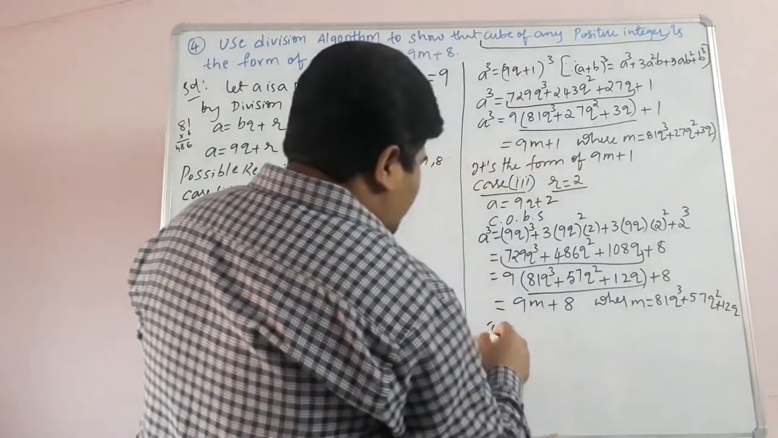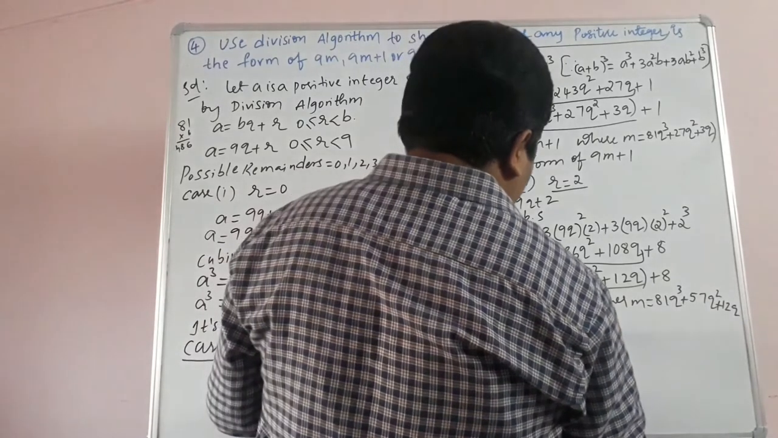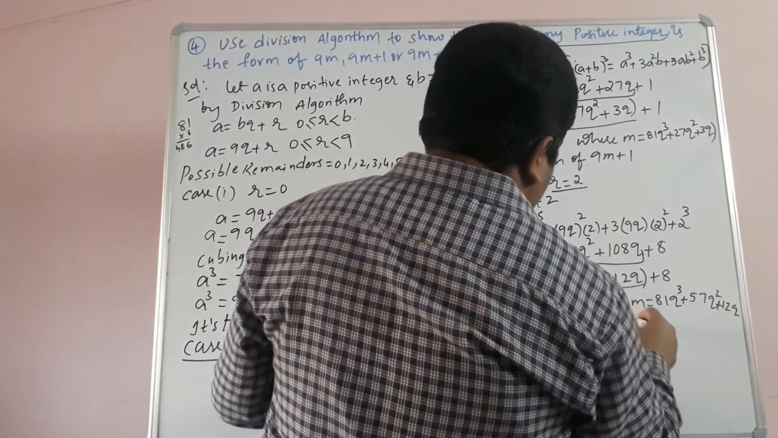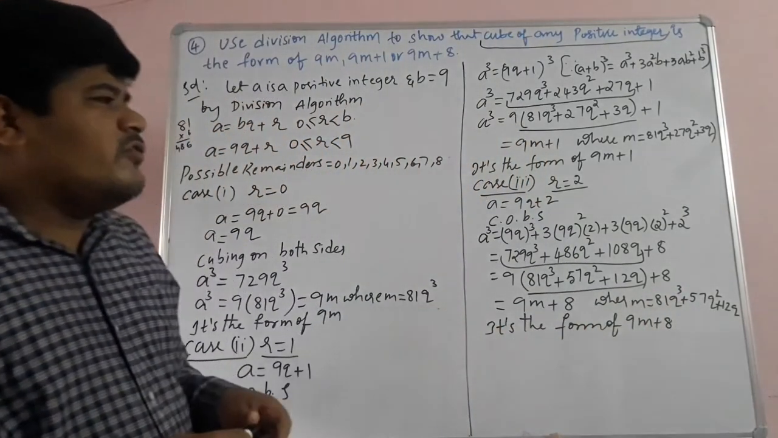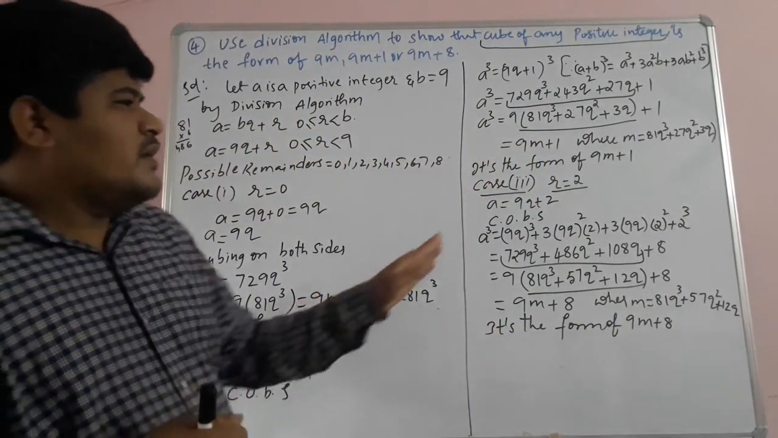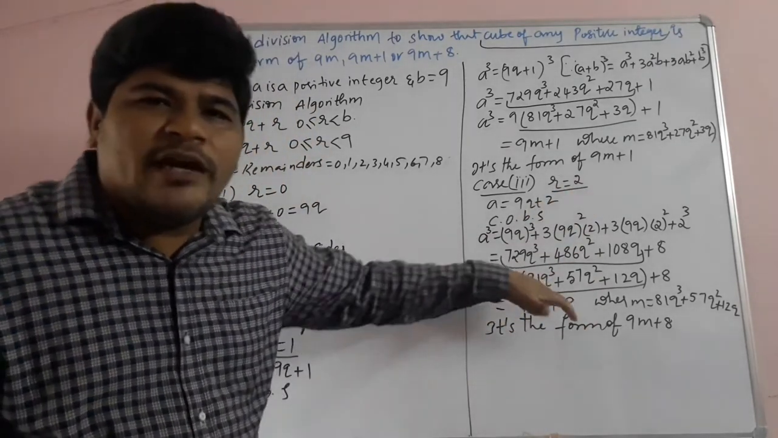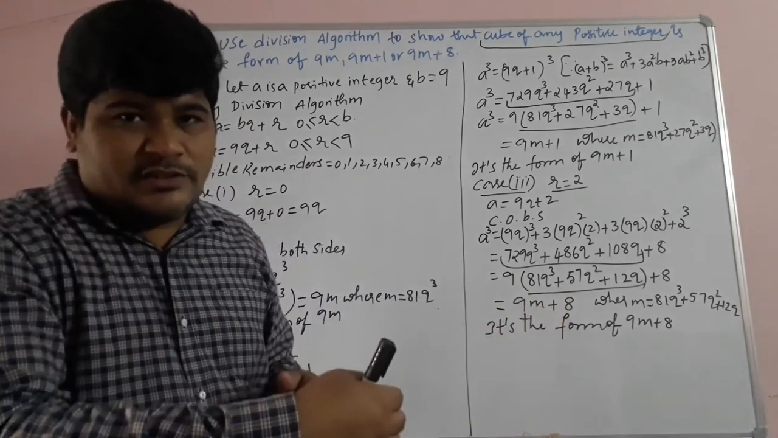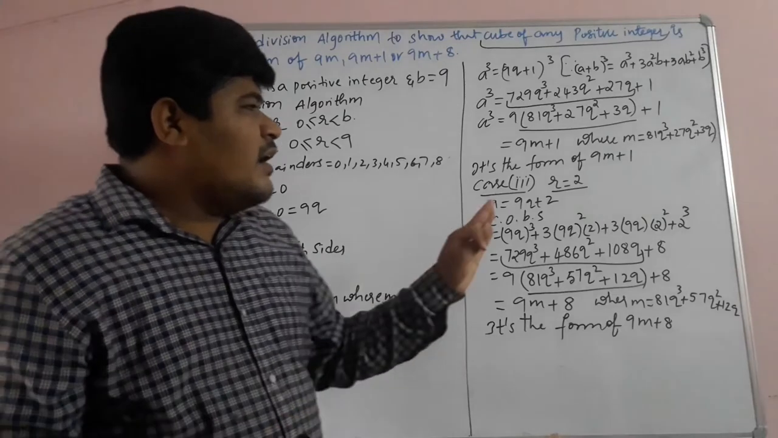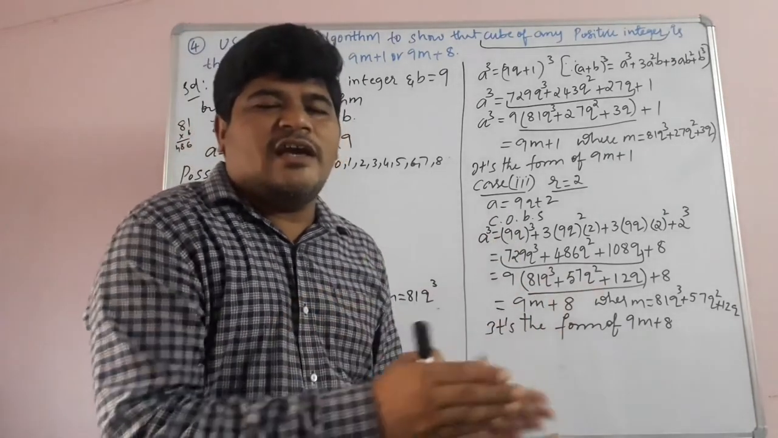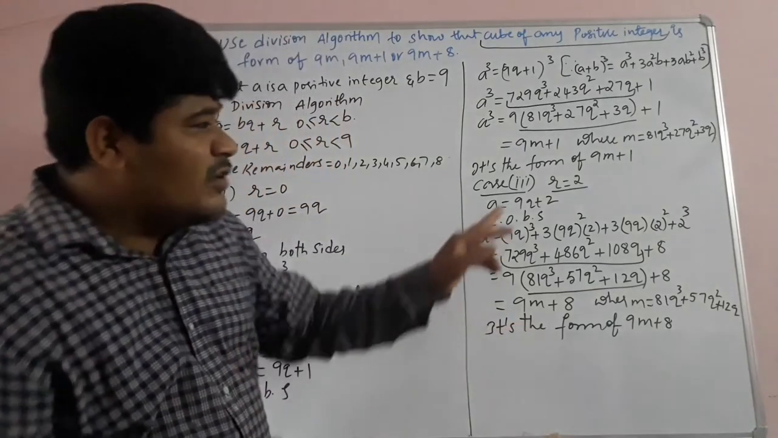So children, it's of the form 9m plus 8. Like this, we have to take the remaining cases. Next case, r is equal to 3: substitute, cube on both sides, take 9 common, depending on the question. Then r is equal to 4, r is equal to 5, 6, 7, 8. Till r is equal to 8 we have to do.